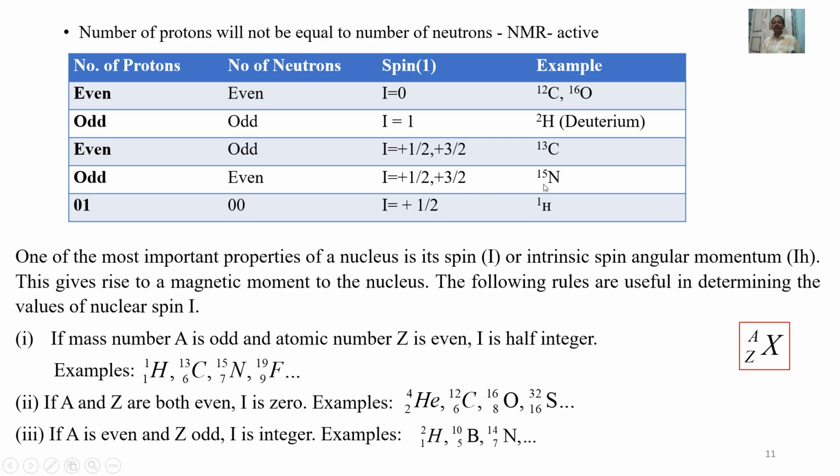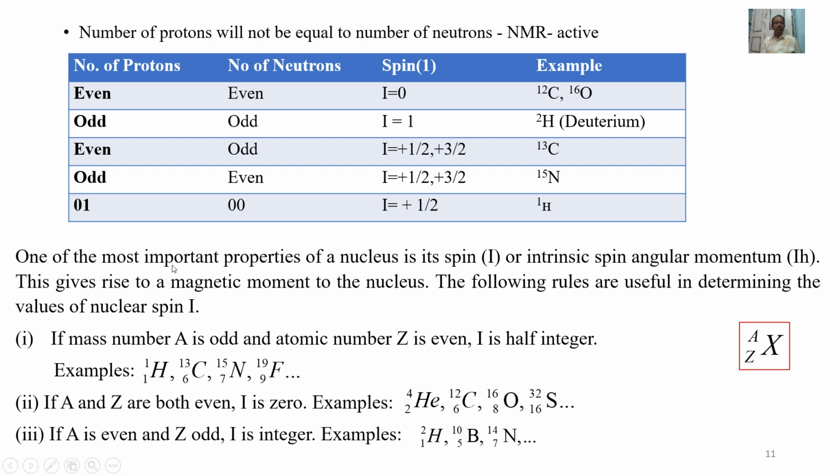For example, nitrogen 15. And we have the unique one, which is the proton. The number of protons is 1 and there is no neutron at all. This will have a spin of 1 by 2. The example is nothing but the hydrogen nucleus.